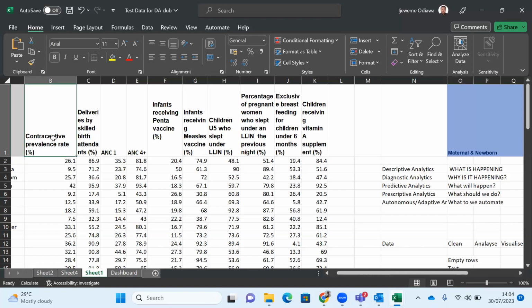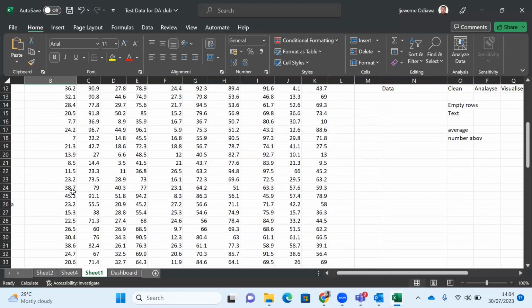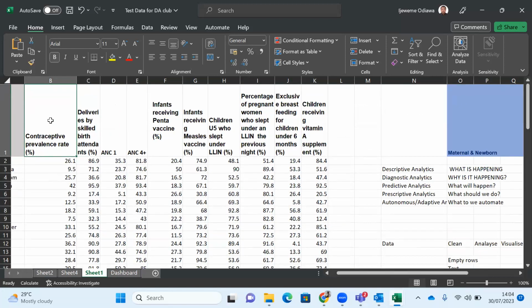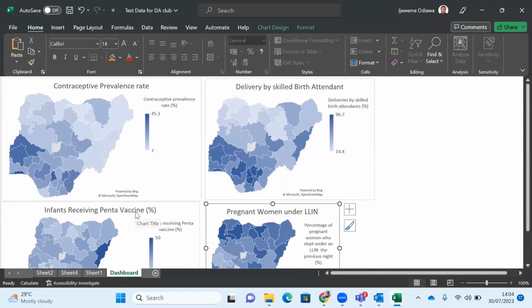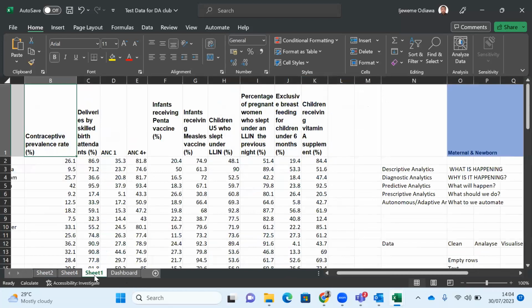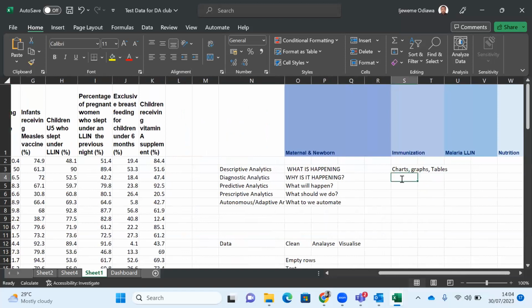So for example, let's take the first data set, contraceptive prevalence. Why is it that in some states, some women or some people are more likely to adopt contraception than others? We could brainstorm together and ask why. From our domain knowledge, we might have some reasons. Culture. Let me write it in here. Culture. What else? Could religion play a part? Yeah, religion. Ignorance. Some people are not even aware.